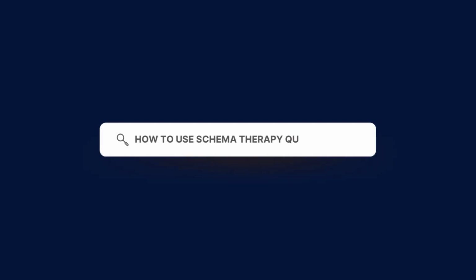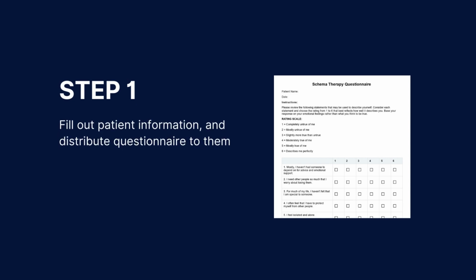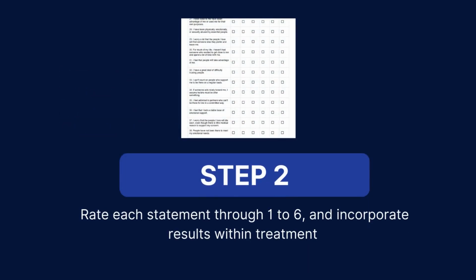Here's how to use a Schema Therapy Questionnaire. The first step is to fill out the patient information and distribute the questionnaire to them. The patient will then rate each statement 1 through 6 and incorporate results within treatment.